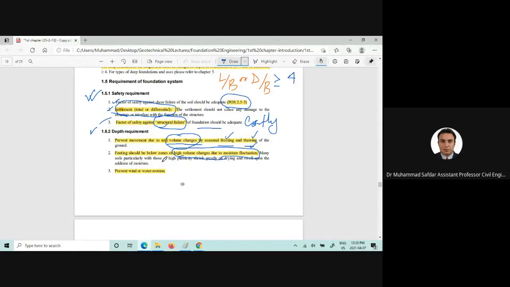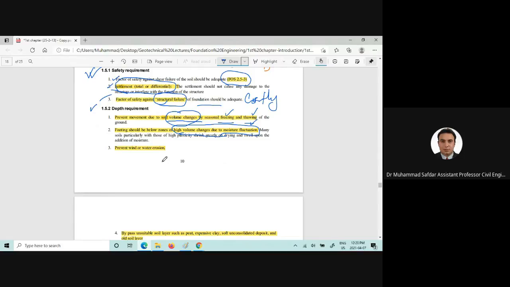Sometimes, high plastic soil shrinks on drying and swells upon the addition of moisture. These kinds of soils are known as expansive soils, or problematic soils, which can significantly create differential settlements with the addition or drying up of water. Now, in order to prevent erosion from wind and water, a sufficient depth should be provided beneath the surface of the soil.